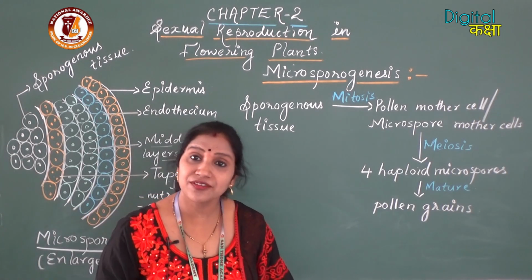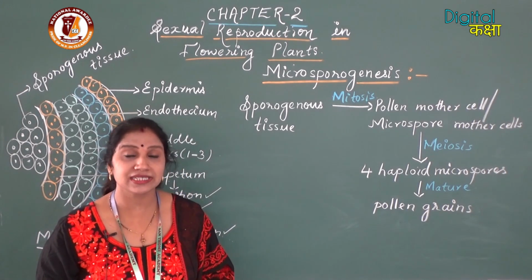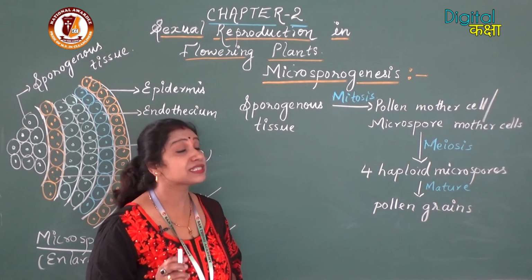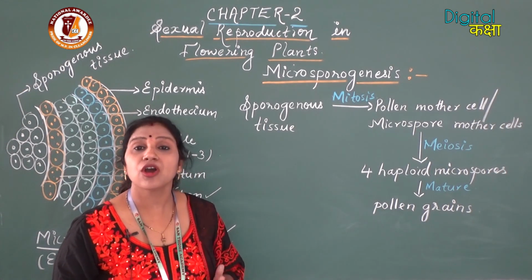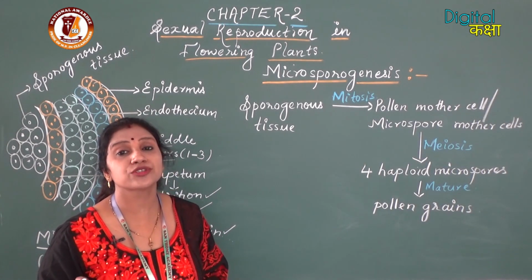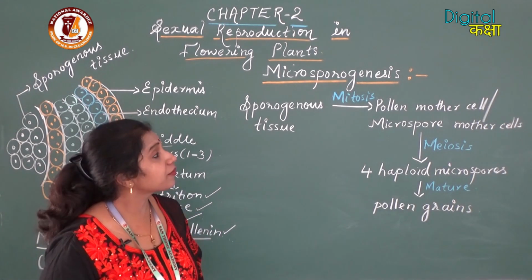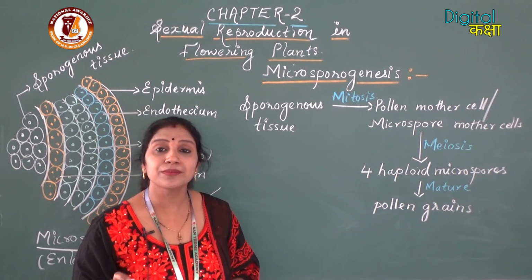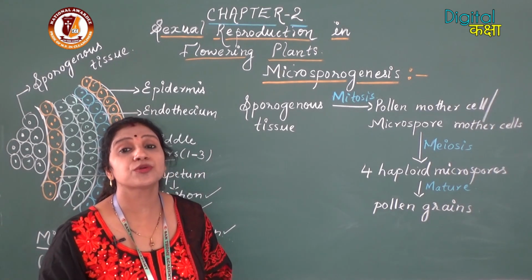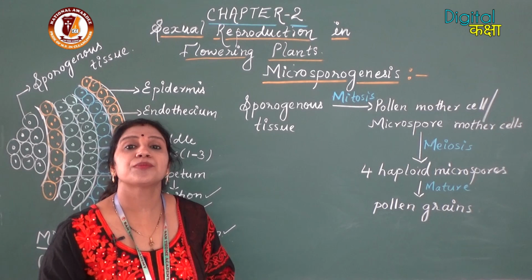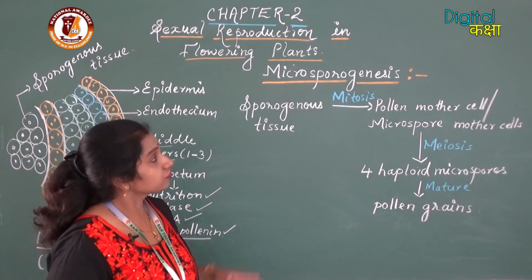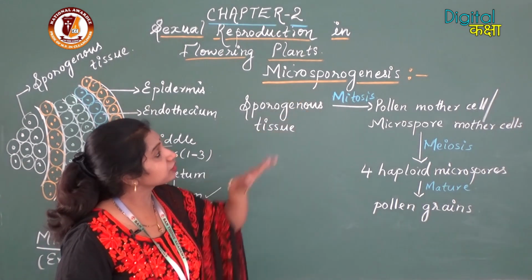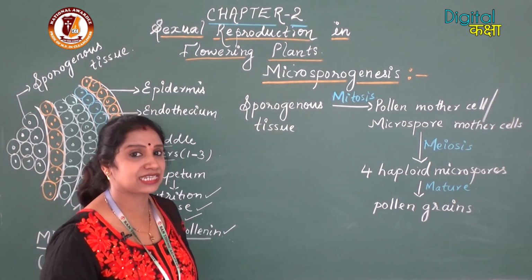I will repeat the definition of microsporogenesis. Microsporogenesis is the process by which the formation of haploid microspores takes place from a diploid pollen mother cell or microspore mother cell by the process of meiosis cell division. Now we will discuss the process of microsporogenesis in detail.